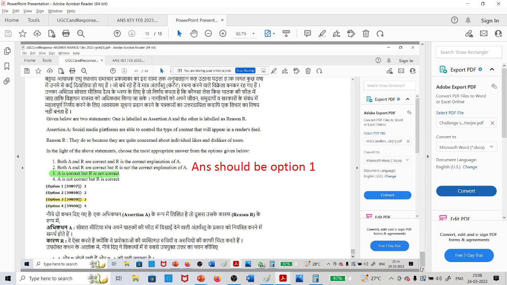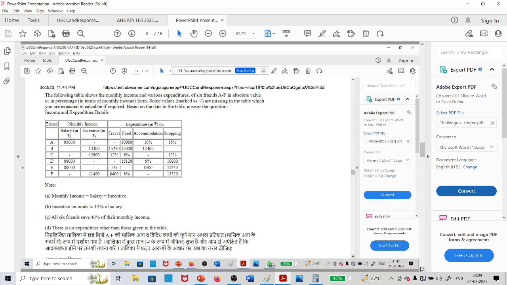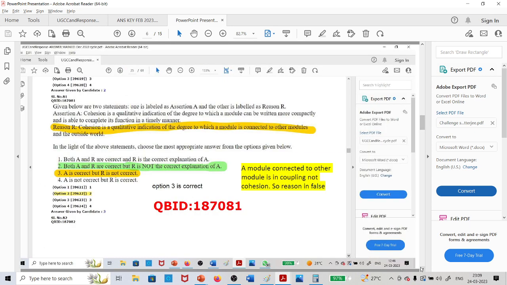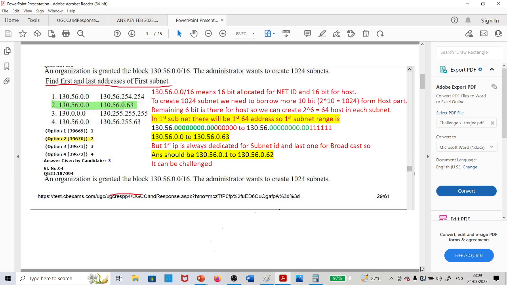So these are all the questions that I prepared. You can see this is question number 1, this is question number 2, this is question number 3, 4, 5 and the 6th one. The 6th question is definitely confirmed, and the remaining 3 questions you can also challenge.